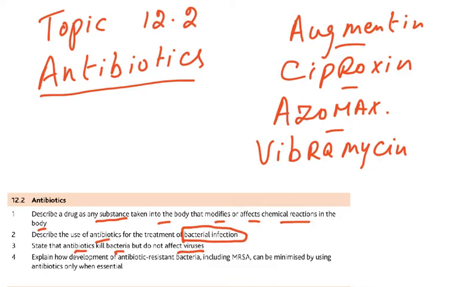Then explain how the development of antibiotic resistant bacteria, including MRSA, can be minimized by using antibiotics only when essential. But of course, that is a big problem because we do not do that. We take antibiotics when we have any little problem. We say, oh, let's start Augmentin or let's start Ciproxin.